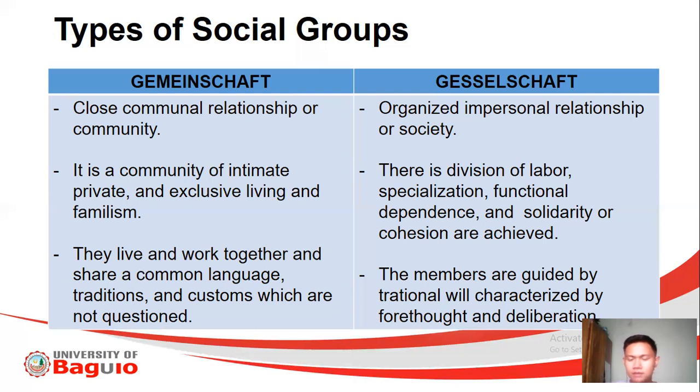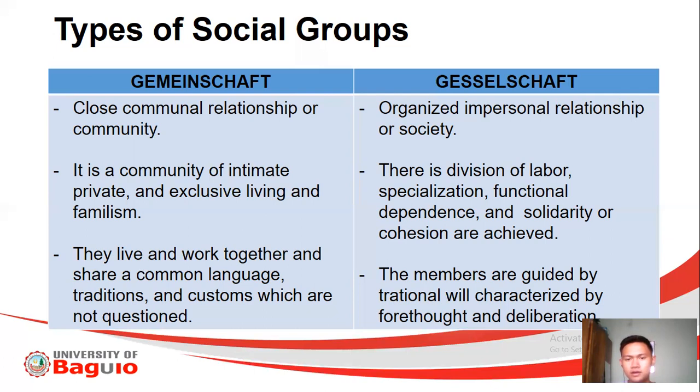So, yun, ang ating mga parang example in terms of Gesellschaft. And last, the members are guided by the traditional. So, by traditional, rational will characterized by forethought and deliberation.